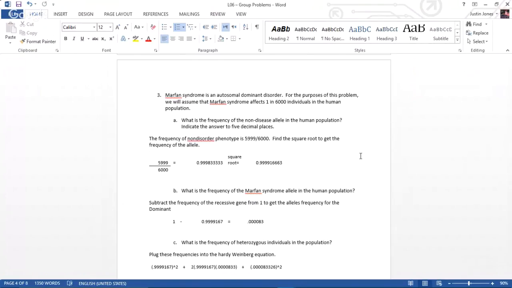We know that the phenotype of the non-disease allele is going to be this 5999 over 6,000. Well, we just do what we did before, where you take the square root, because some of them are being masked by the dominant allele. So you bring that through, square root of that. You bring it out to 9998, square root, 9999163. So very, very close to 1, but not quite.